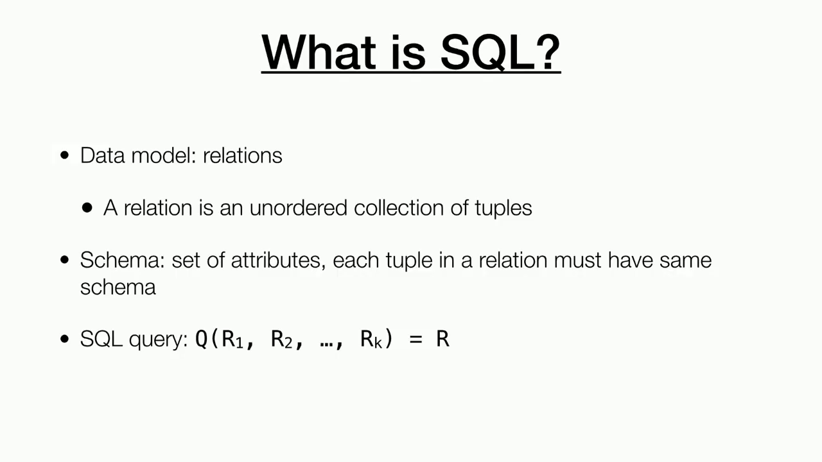So then we looked back at the origin of SQL. If you take a very high-level point of view, SQL is actually not that complicated. First, the data model of SQL is relations. Usually in practical database systems, a relation is an ordered collection of tuples or a multi-set of tuples. Then a relation has a schema, which is a set of attributes that each tuple in this relation must obey.